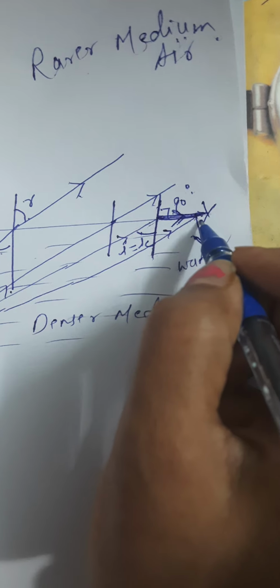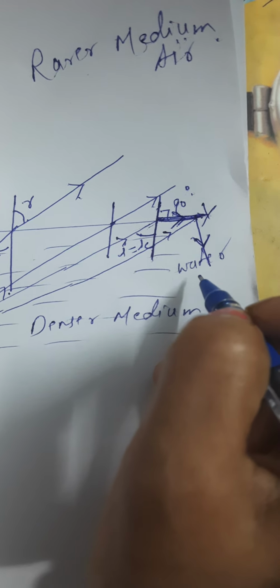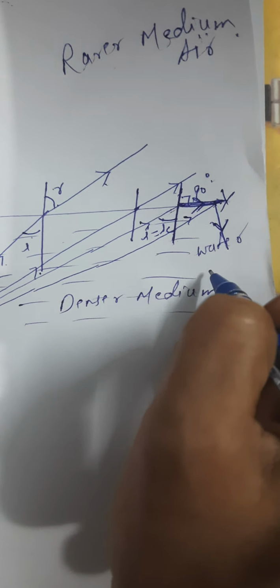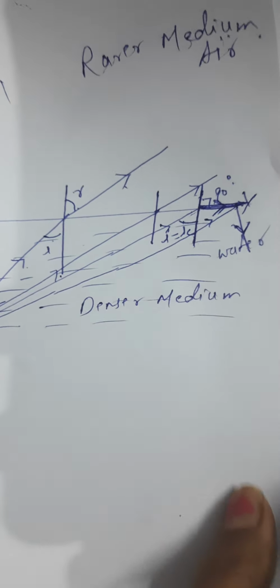And when the ray is reflected in the denser medium, this process is called total internal reflection. Now what can we say?